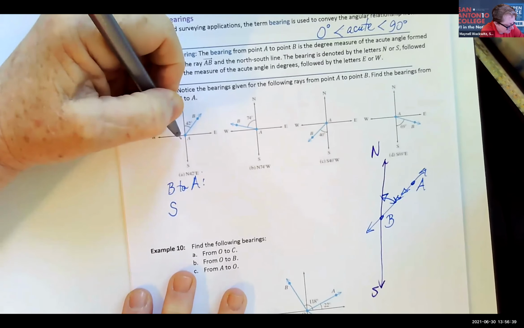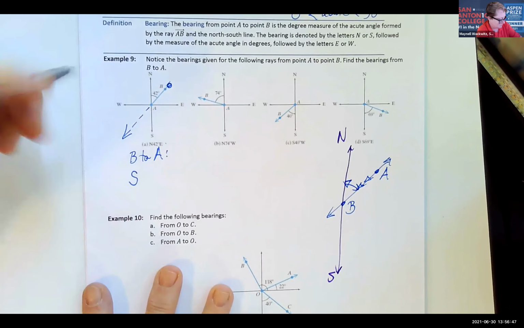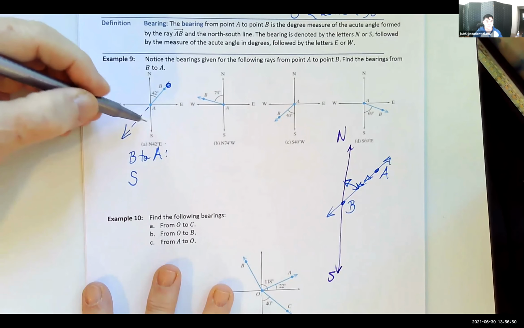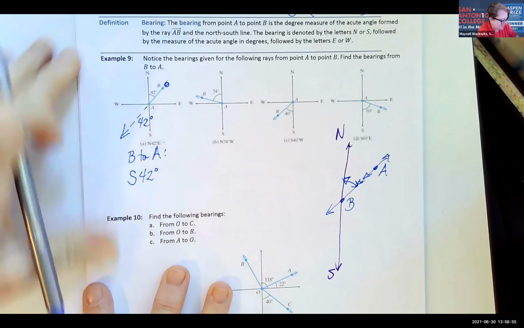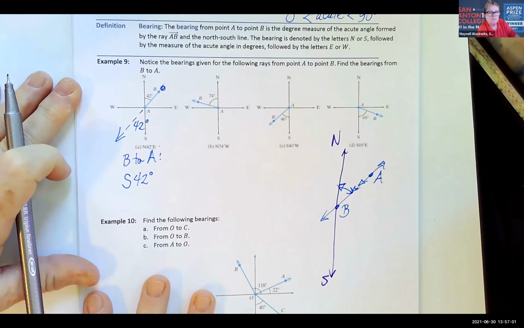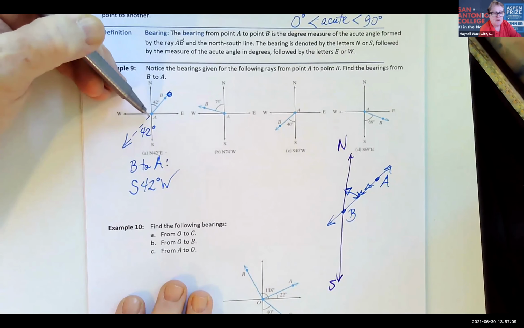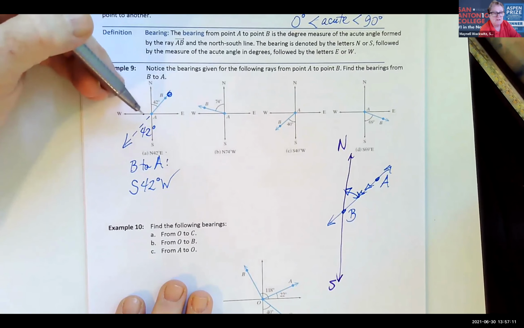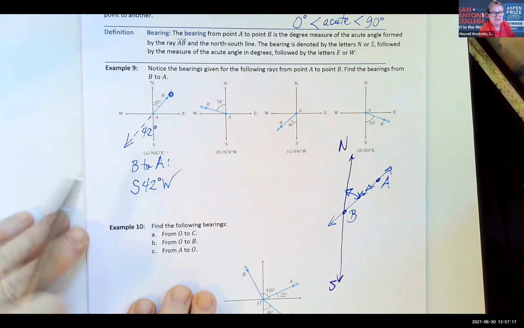Let's draw it so it's easier to see. So this time, instead of the arrow going up, it's going down. Wouldn't it just be 42 degrees? That's right. So south 42 degrees. And is it east or west of the north-south line? West. That's right. So you can see if you change the orientation, if you, instead of going from A to B, you go from B to A, the north becomes south, east becomes west, but the angle stays the same.